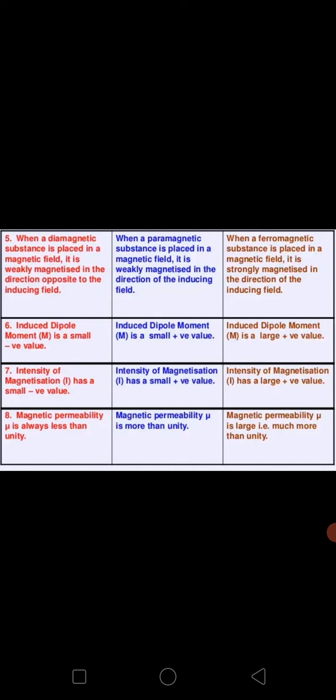But the magnetic permeability mu in the case of para is more than unity, because the extent to which it is magnetized in the magnetizing field is more. And magnetic permeability mu is larger than unity in the case of the ferromagnetic substance. For example, for the para, if it is 1.2, then in the case of the ferromagnetic substance, it can be 1.9 or 2. Now the magnetic susceptibility has a small negative value for the diamagnetic substance, a small positive value for the para, and a large positive value for the ferro.